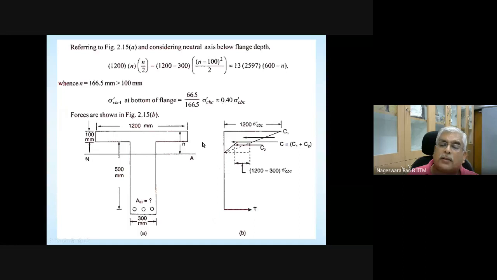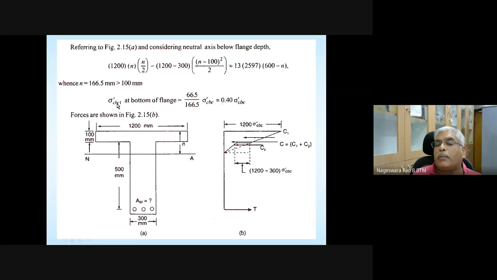For doing that, you require to know what is the stress in concrete at the junction of flange and web. At this point, what is going to be the stress? If the extreme fiber stress is denoted with sigma CBC prime, then you can easily estimate what is going to be the stress here at this level, assuming stress to have linear variation. That is what is written here.